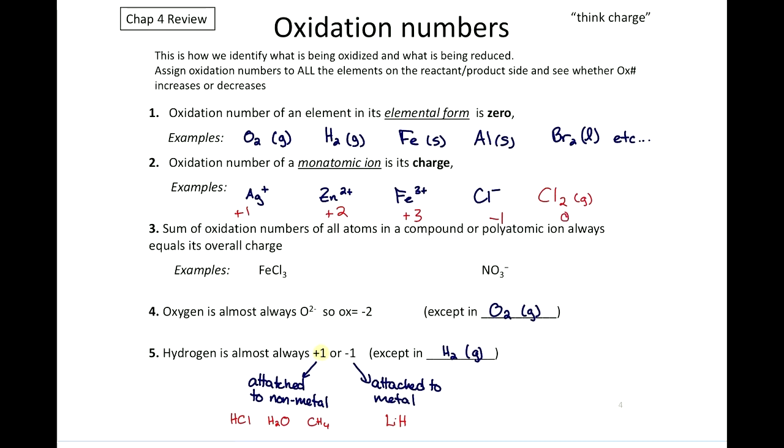So if we had chloride convert to Cl2, we see its oxidation number changes. And that's what we track in redox reactions. Points 1 and 2 will get you most of the way there. Sums of oxidation numbers in compounds will always equal the overall charge. So that's a nice way to predict oxidation numbers of things that you might not really know. You can kind of calculate it.